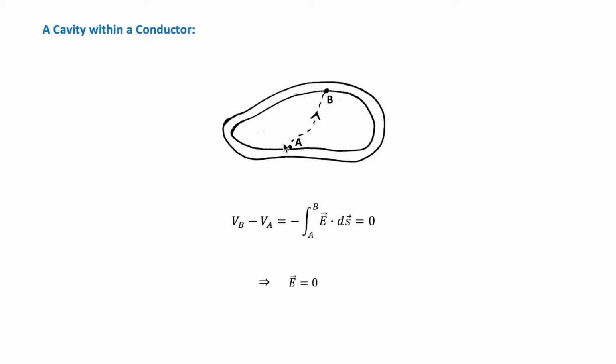And so a cavity surrounded by a conductor is a field-free region as long as there are no charges inside the cavity. This is known as shielding. So for example, an electronic device or a room can be surrounded by conducting walls to shield it from external fields.